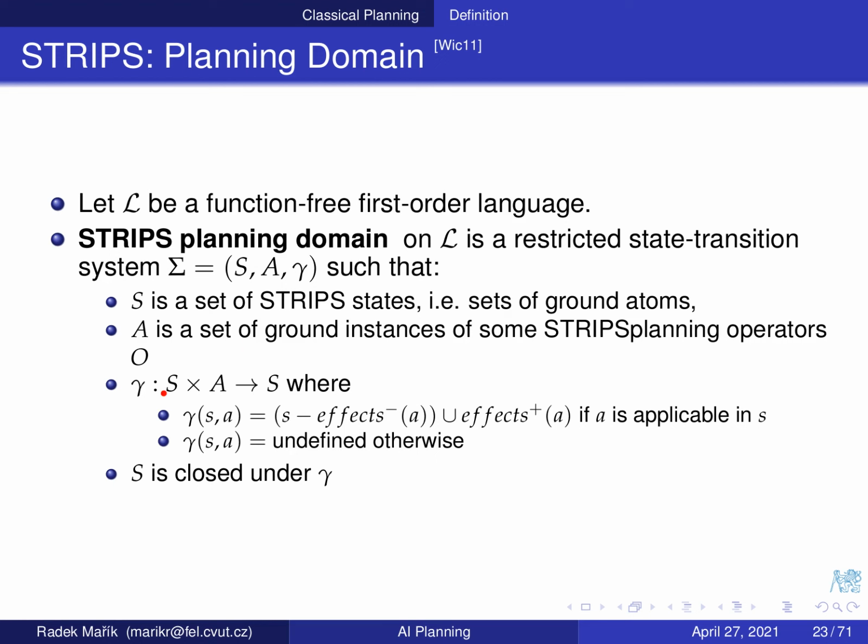gamma is the transition function describing what the result state is if action A is applied to the entry state, and it is exactly the formula which we just described. If A is applicable, otherwise it is undefined. S is closed under gamma, meaning that gamma is not able to generate states that are not in S.